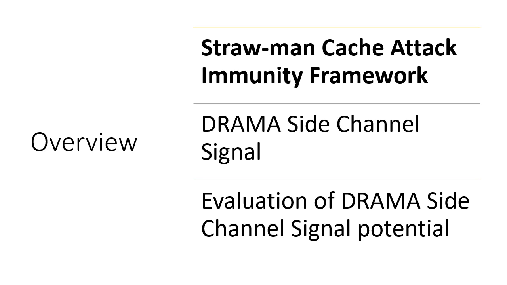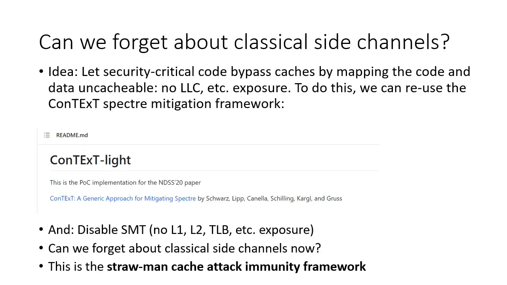Okay, so part number 1. Let's propose this cache attack immunity framework. Okay, so is there a way we can just forget about classical side channels? Meaning, is there a button we can push that will make classical side channels ineffective? So, as an idea, what if we simply force the victim in all secret processing code, in the insecure code, what if we force the victim to bypass all the caches?